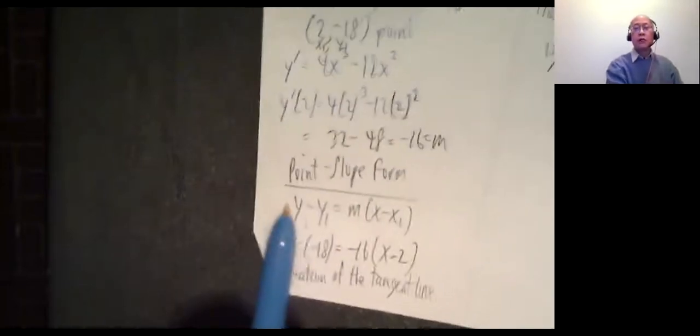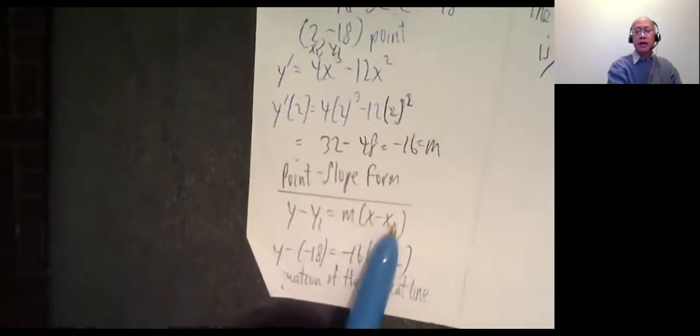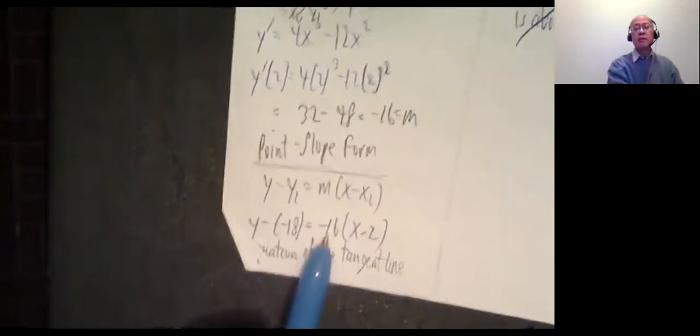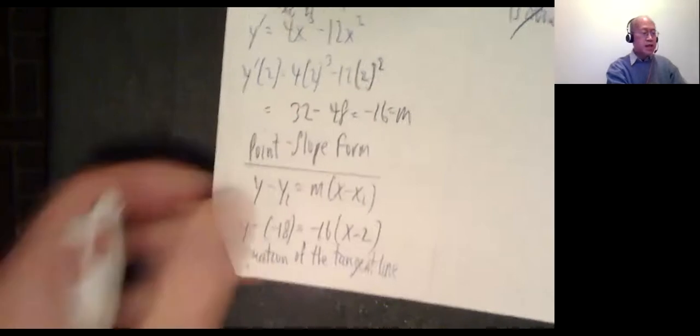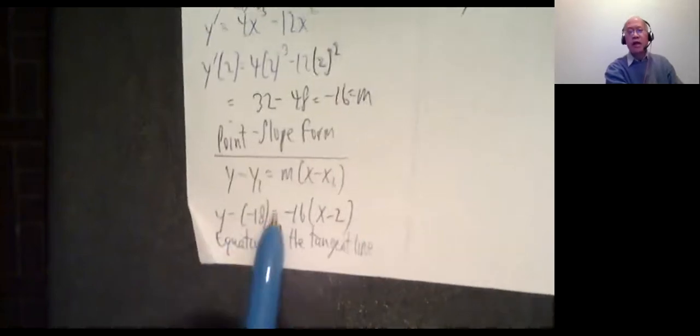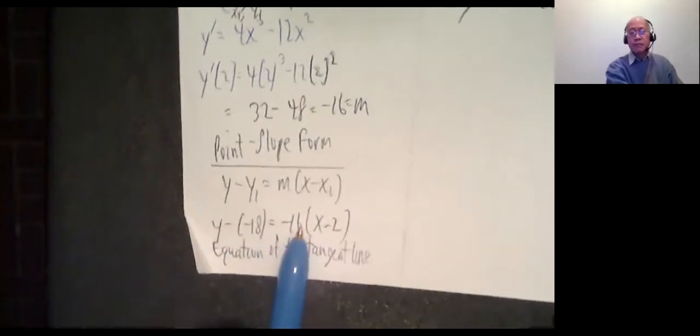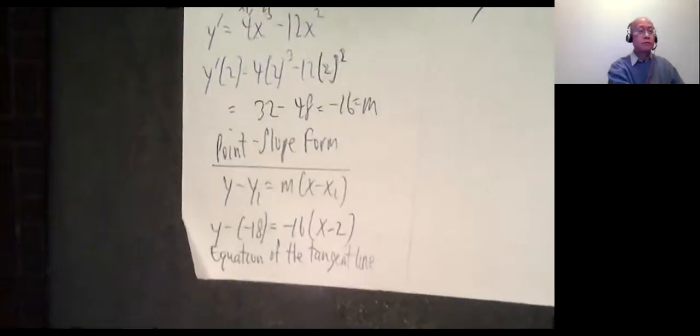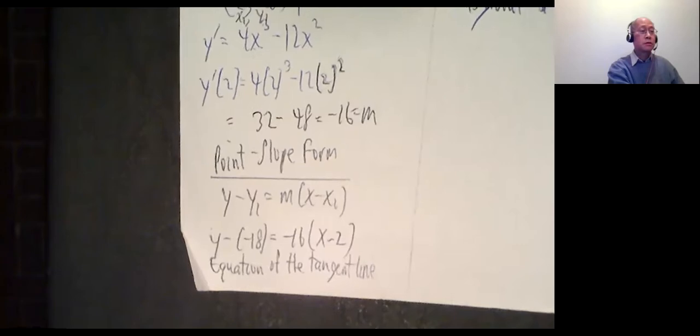Point, slope, point slope form. y minus y1 equals m times x minus x1. So y minus a negative 18, y minus y1 equals m, negative 16, times parentheses, x minus x1, x minus 2. And you may stop here, okay? If you were my Algebra 1 class, I'd make you keep going, but you've all had algebra, intermediate algebra, elementary algebra. We know how to do this. We're focusing on the calculus right now. So you're allowed to stop right here.